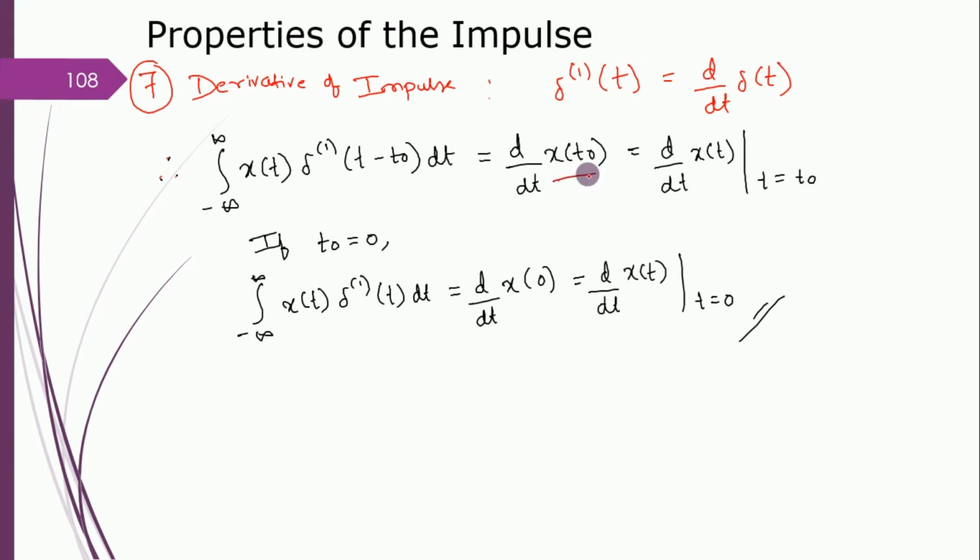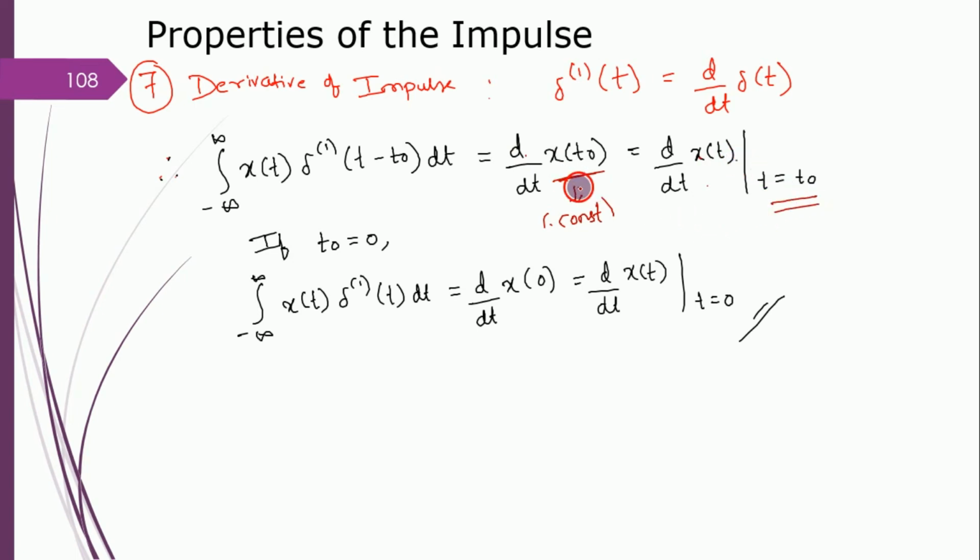Now we know that x of t naught is a constant. So when you differentiate the constant, you will get 0. That's why this is not the way to do it. The meaning of this is, first differentiate x of t, then substitute t is equal to t naught. That's how you need to do it.